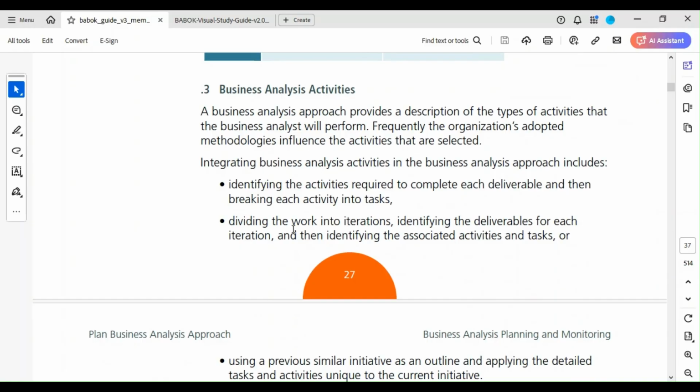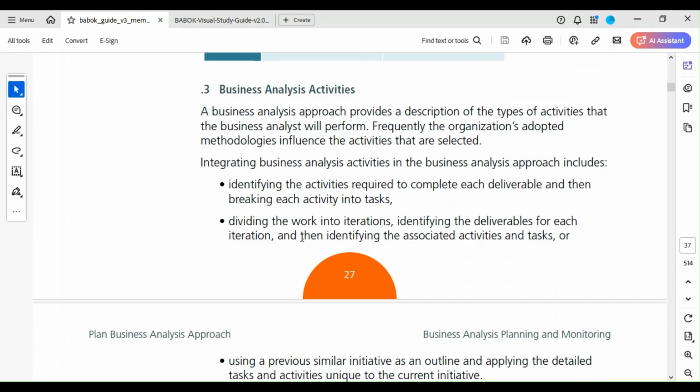Business analysis activities. A business analysis approach provides a description of the types of activities that the business analyst will perform. So the approach you take provides you with a decision on the activities or types of activities that the business analyst will perform. Frequently, the organization's adopted methodologies influence the activities that are selected.